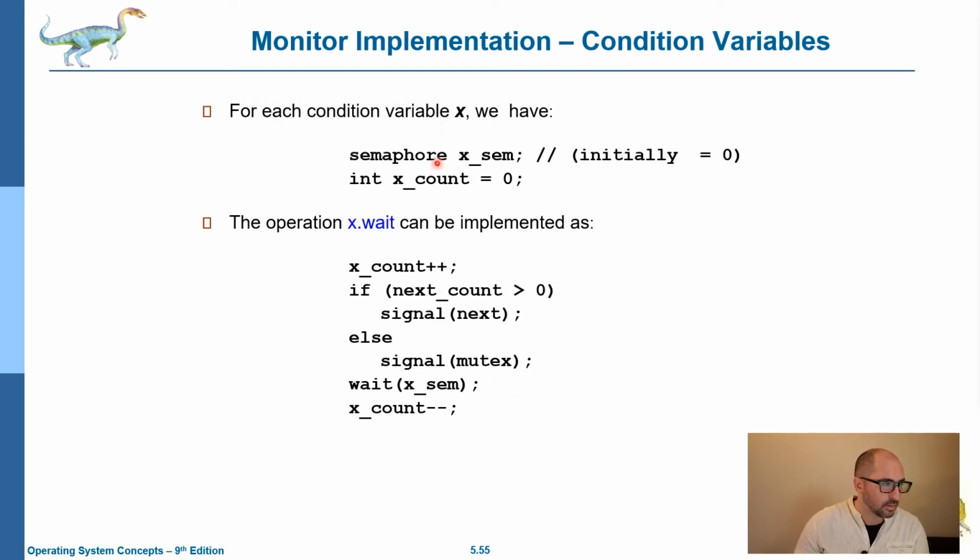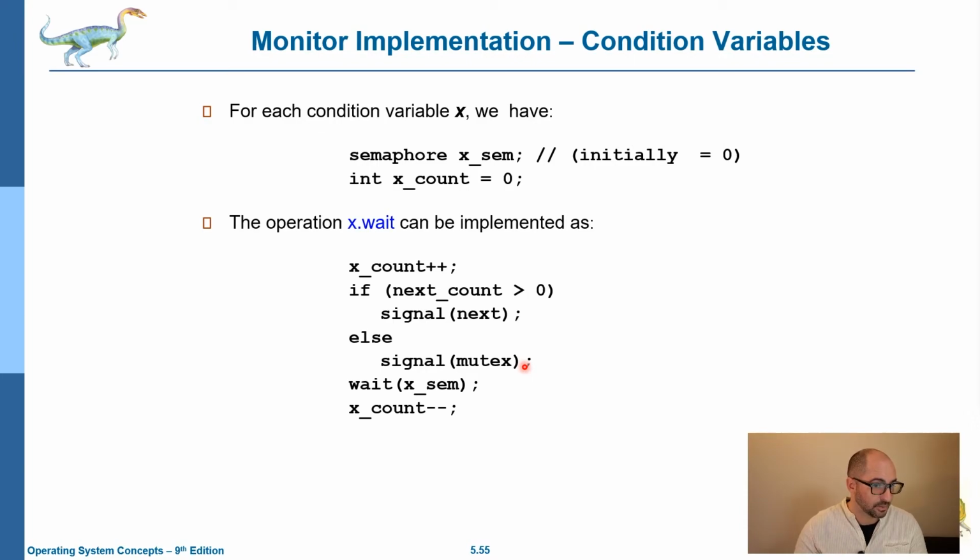When we have a condition variable, we generate two additional components: a semaphore for variable x and a count for x. When a process waits on x, it increments the count, and because we're in a monitor, it's the only one accessing it, so we don't need yet another semaphore for it. Then it checks the next count, and if that value is non-zero, we signal on the next semaphore. Otherwise, we signal on our current mutex.